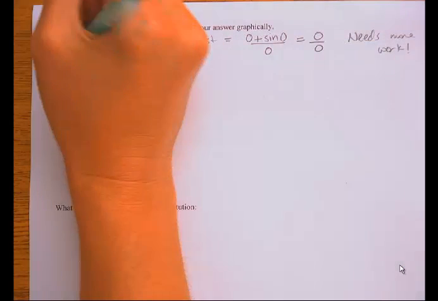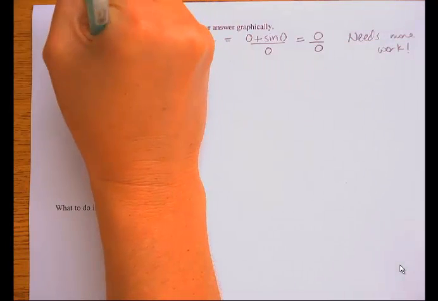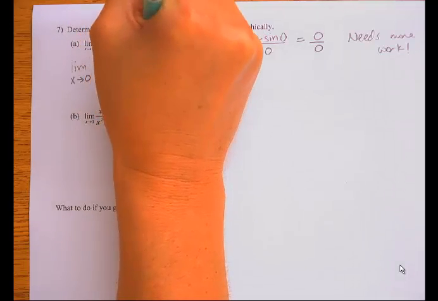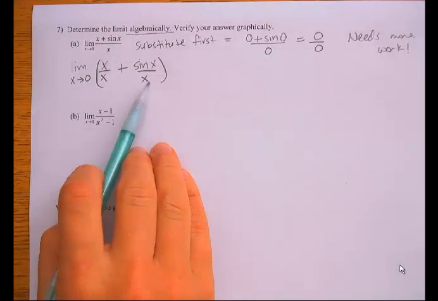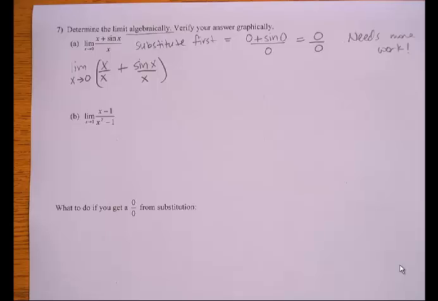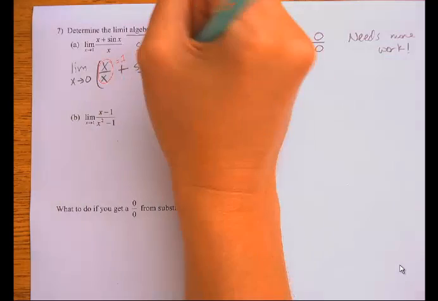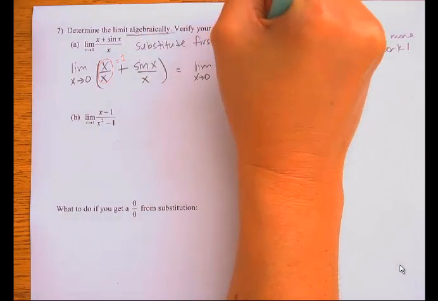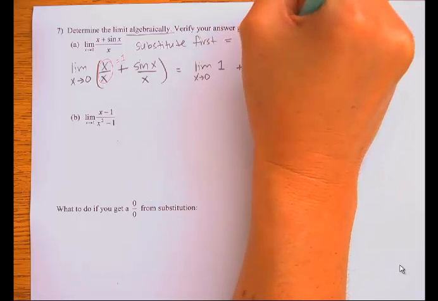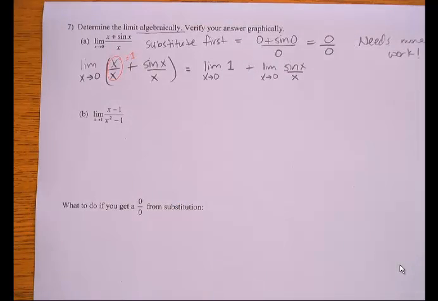So in this case, my more work is going to be rewriting this as a sum. I'm going to have x over x plus sine of x over x, which is correct because I have a common denominator, so I can just turn that into a sum of two different quotients. Well, this quotient right here is just going to equal 1. So really what I have is the limit as x approaches 0 of 1 plus the limit as x approaches 0 of sine x over x. Because the sum property says that I can take the limit of the two functions separately.